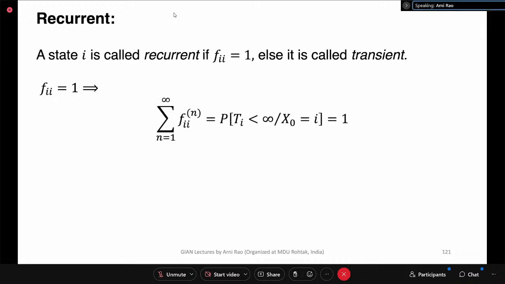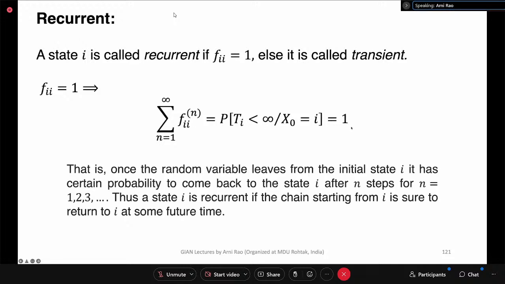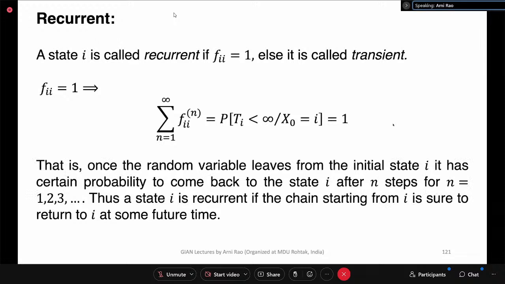So that means, this is what I explained. fii equal to 1 means i to i, n coming back. Once the random variable leaves the initial state i, it has a certain probability to come back to the state i after n steps, for n equal to 1 and so on. Thus the state is recurrent if the chain starting from state i is sure to return to state i at some future time.